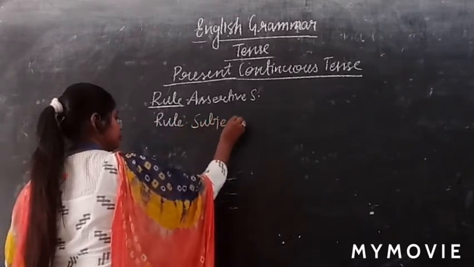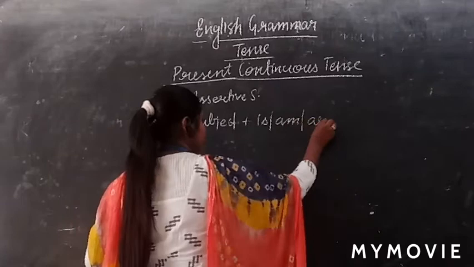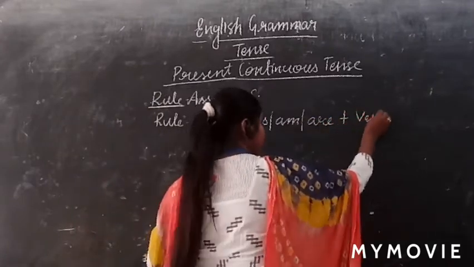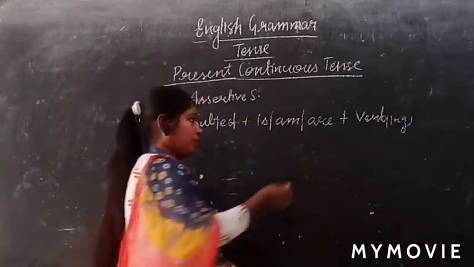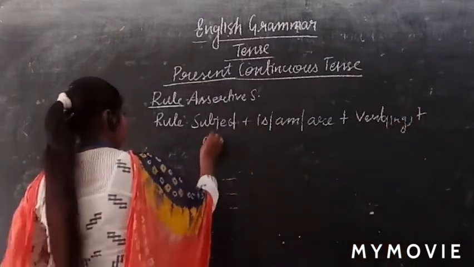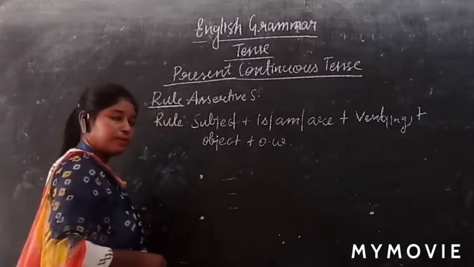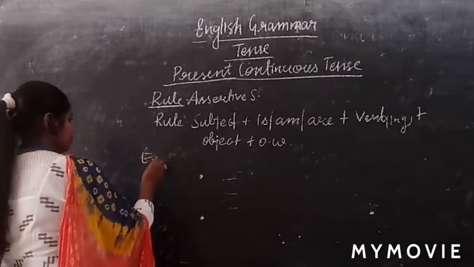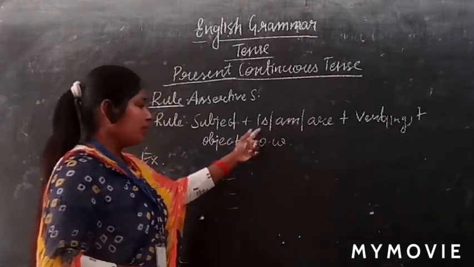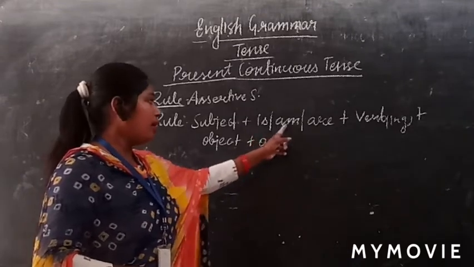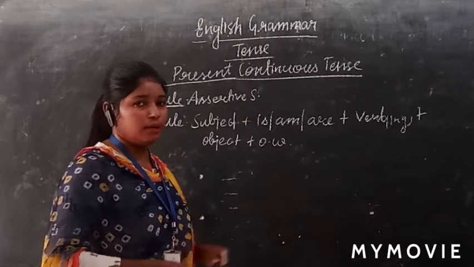subject plus is and are plus verb with ing, that is also known verb in continuous form, plus object plus other words. Okay. Now see the example. You know very well the uses of is and are. Is used with the singular noun and always used with the I, and are is used always with the plural noun. Okay.